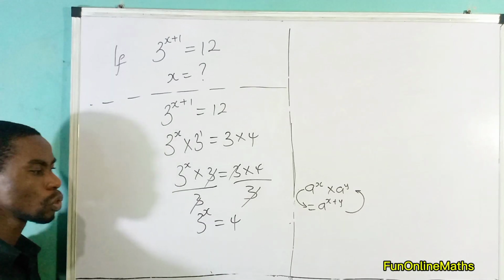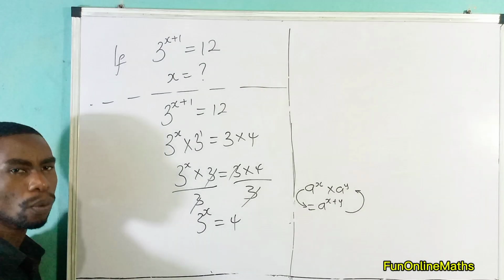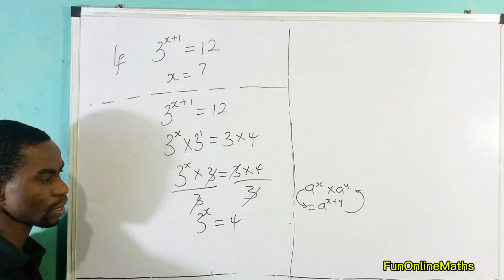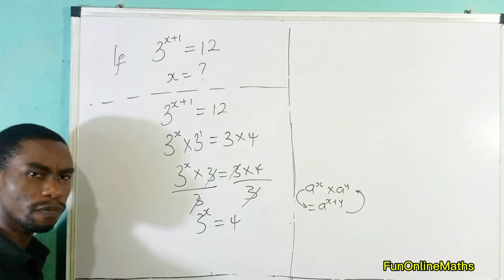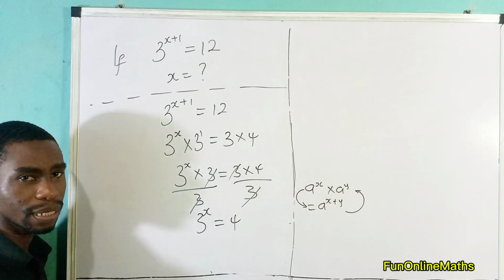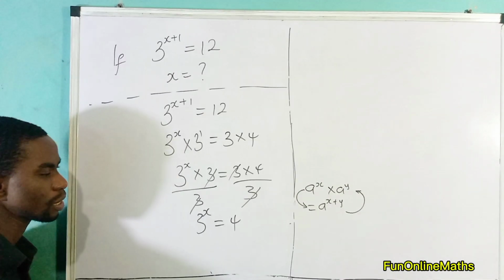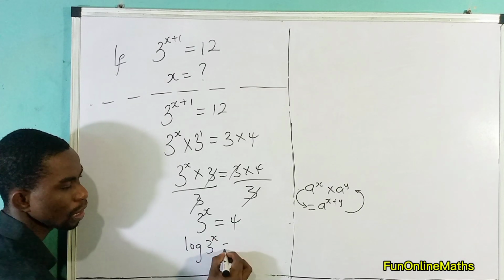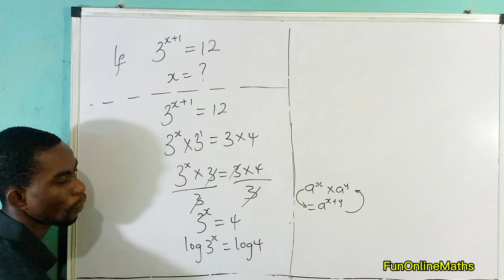Alright. So what do we do now? We're looking for x, not 3 to the power of x. I'll take the log of both sides. That's log to base 10, log of both sides. So we have log 3 to the power of x equals to log 4.